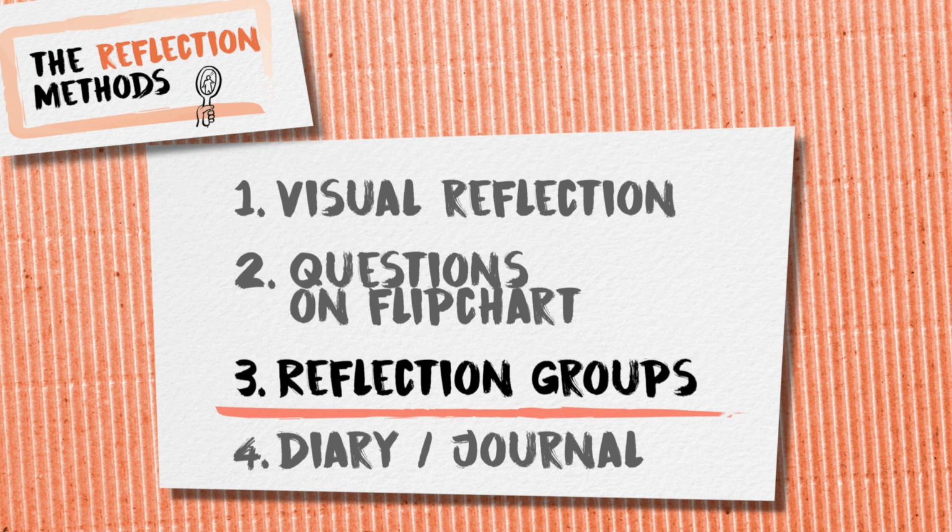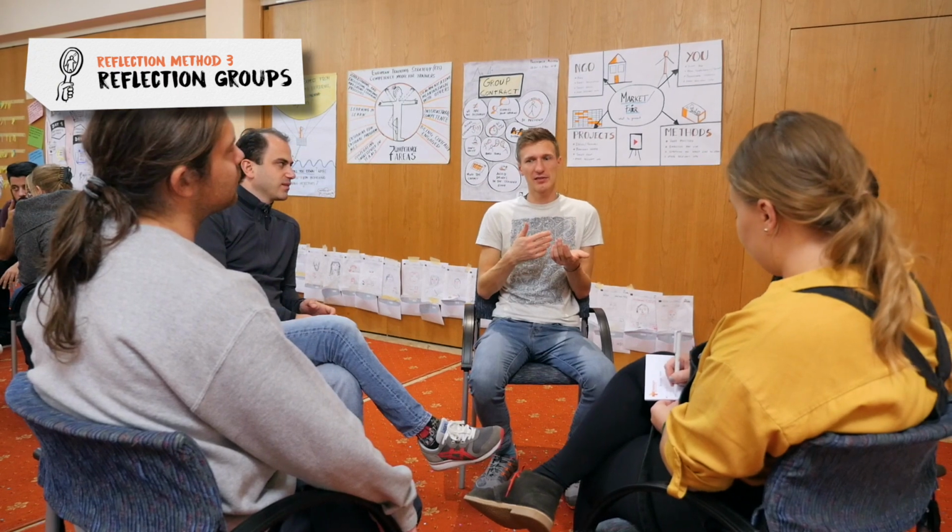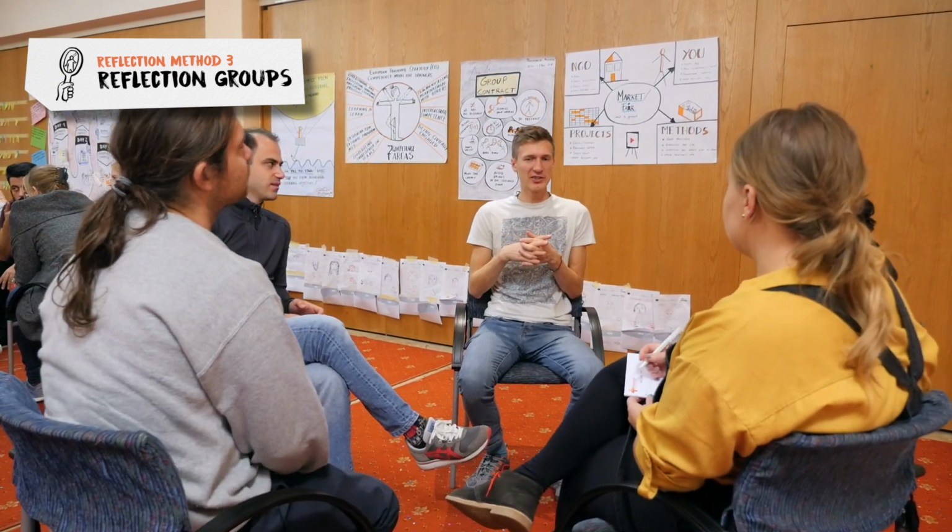And another one, for example, is reflection groups. So basically you divide the participants in small groups, 3-4 people, and then you have several options how they can reflect. You can have one trainer in each group that will facilitate the discussion, or you can ask the participants to self-manage. And the third option will be that you ask the participants inside each small group to choose one person that will be the moderator. And then this person will also facilitate the process.